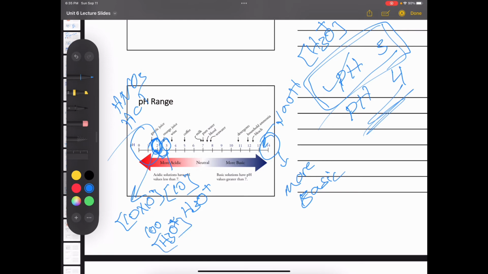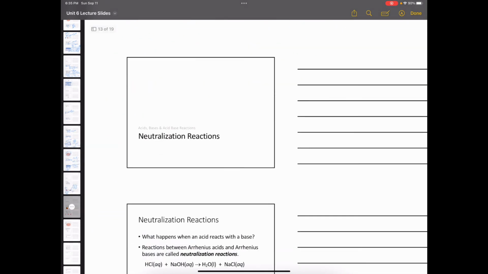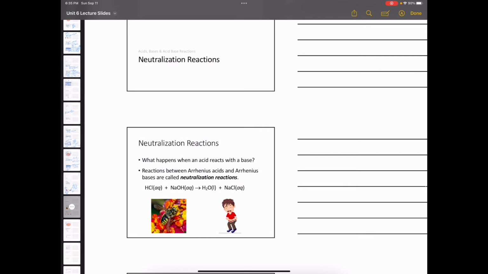Okay, so that's something just to keep in mind in terms of the pH scale. Let's talk about neutralization reactions.